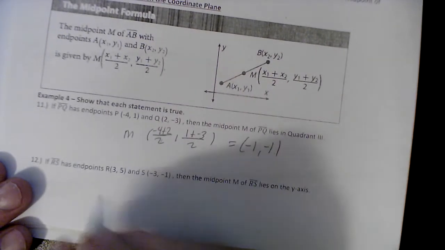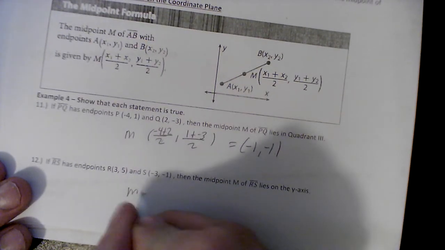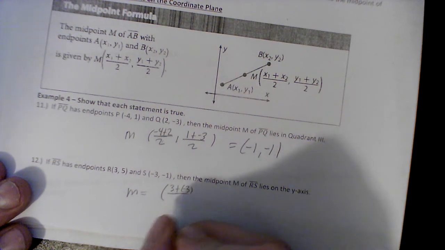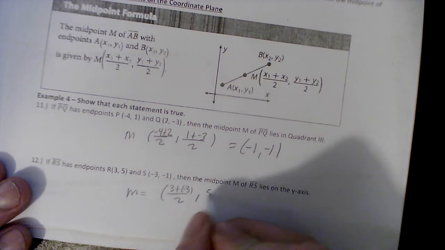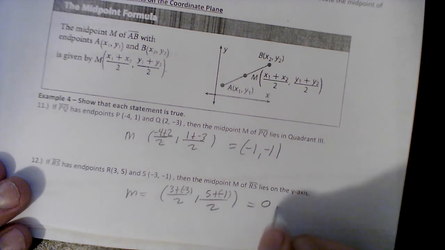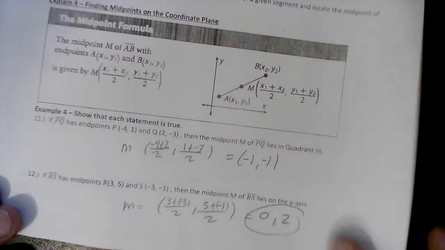This guy right here wants the midpoint, so my midpoint is equal to my x's, 3 plus -3 divided in half, and my y's, 5 plus -1 divided in half, and I get 0, 2. There they are.